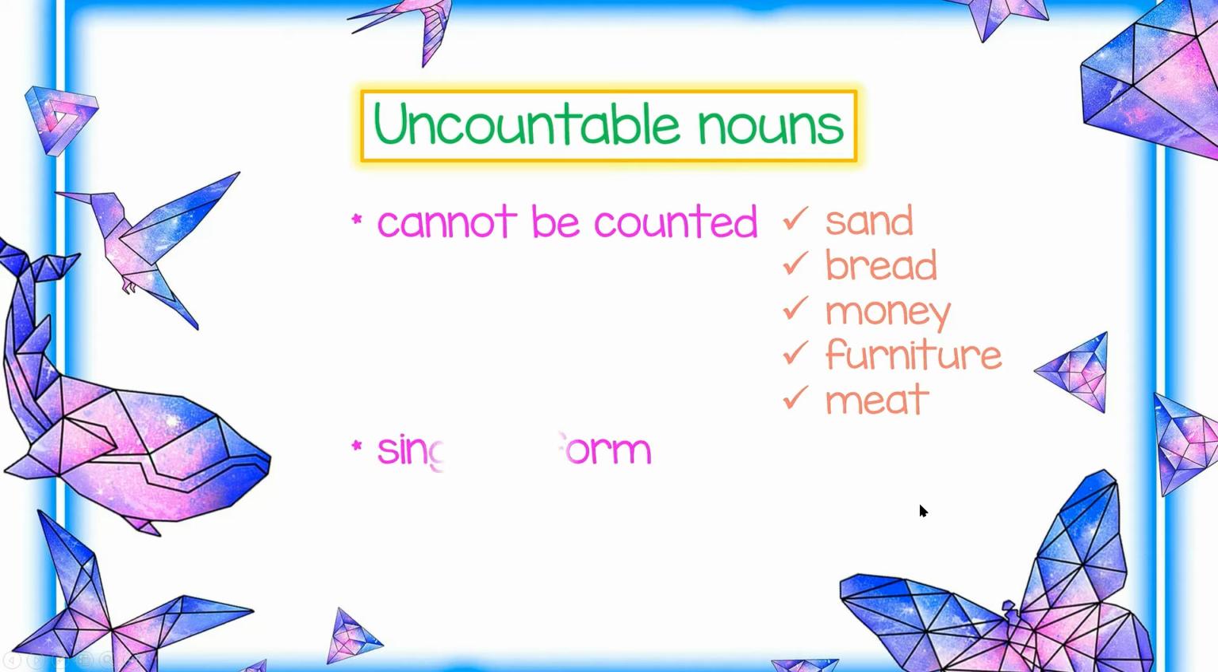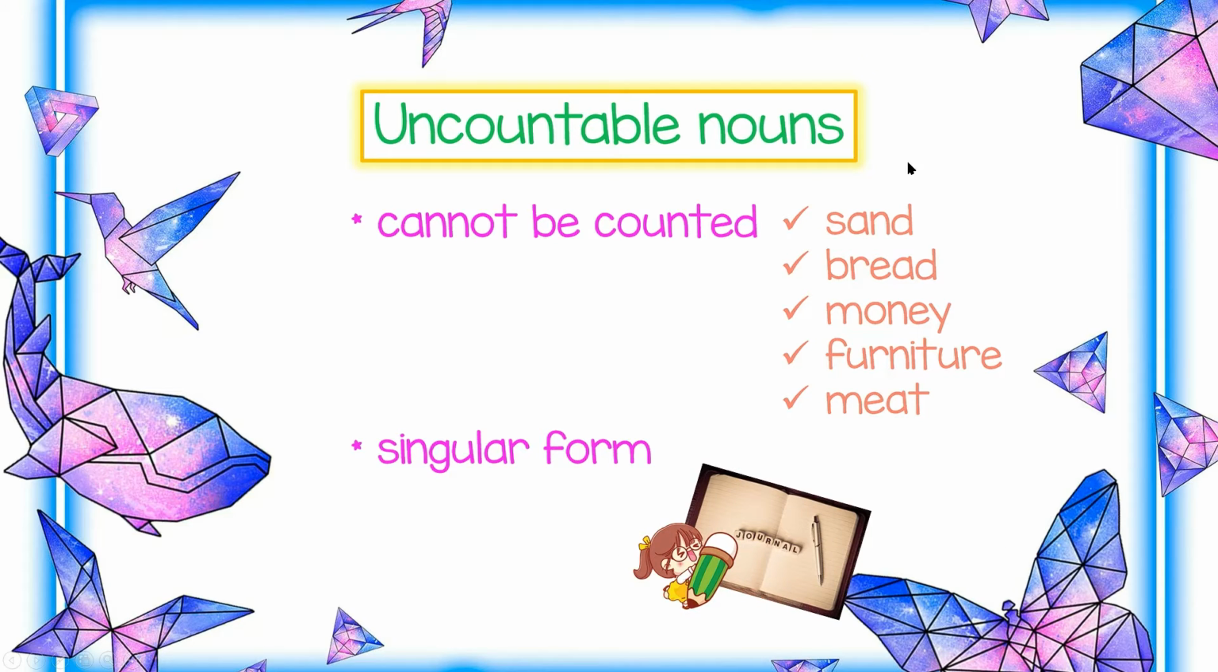Uncountable nouns are always in singular form. Since we cannot count them, we will treat them as one unit. So pause the video and copy this info into your English notebook as well.